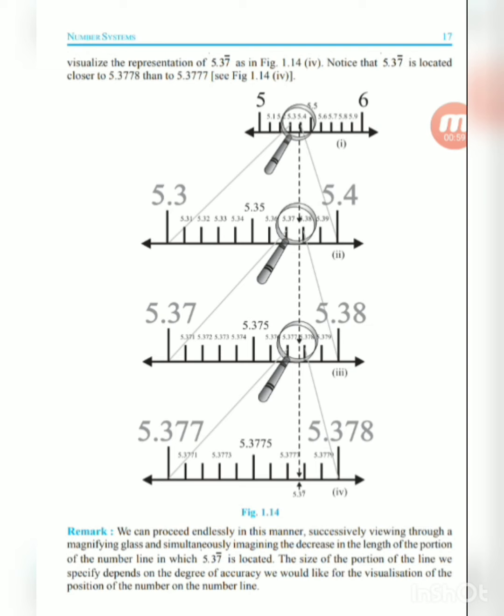But our number has 5 decimals. So we have to draw the next line to locate 5.37777, 4 times 7s, we have to locate. You draw the number line. Okay, now to practice more on locating numbers, exercise 1.4.